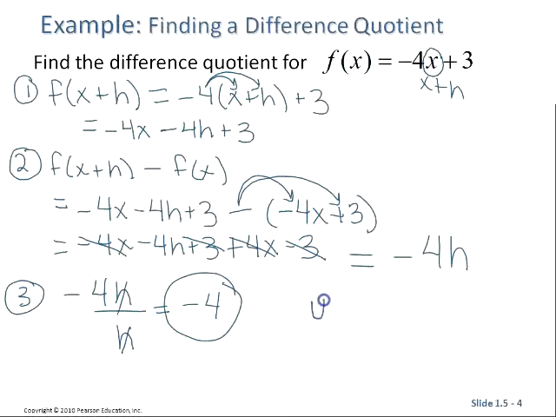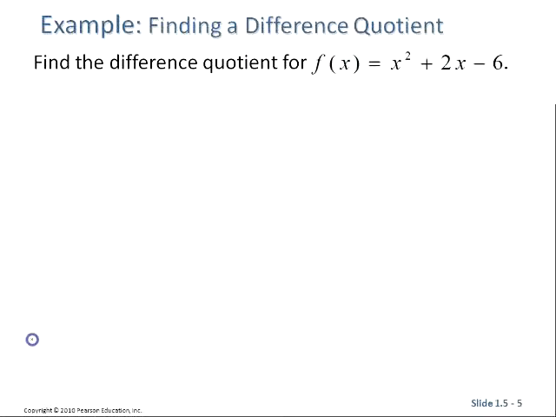Go back and look at what we started with. We started with a linear function, y equals negative 4x plus 3. Remember, what we know about this linear function is that the slope should be negative 4. We said the difference quotient was just another way to calculate slope. So it shouldn't be surprising that we ended up with the answer of negative 4 for the difference quotient.